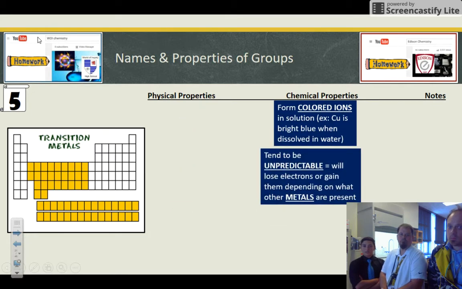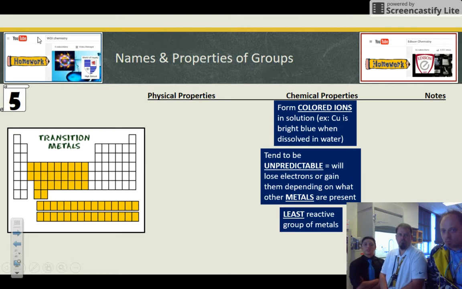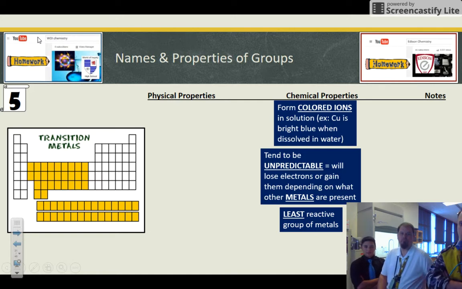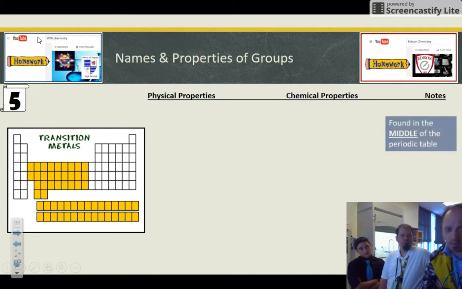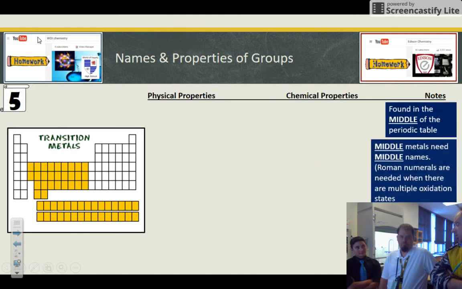They form colored ions in solution. Copper makes a bright blue in water. They are unpredictable. You don't know if they're going to lose or gain their electrons. It depends on what else is there with them. And they are the least reactive of the metals. These are the metals that you could find bare naked on the surface of the earth, like gold.